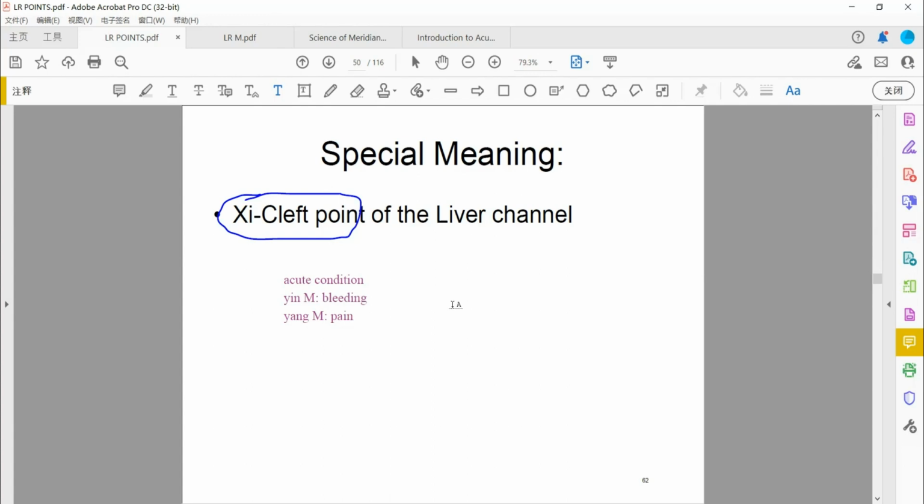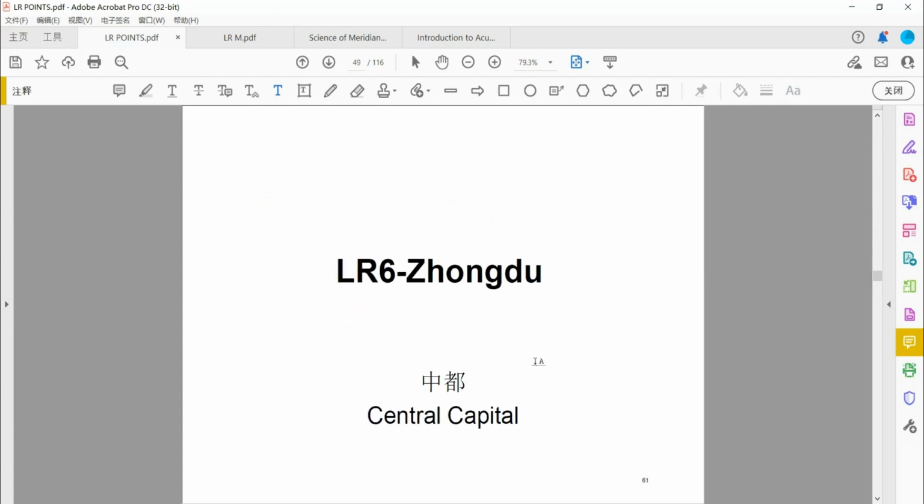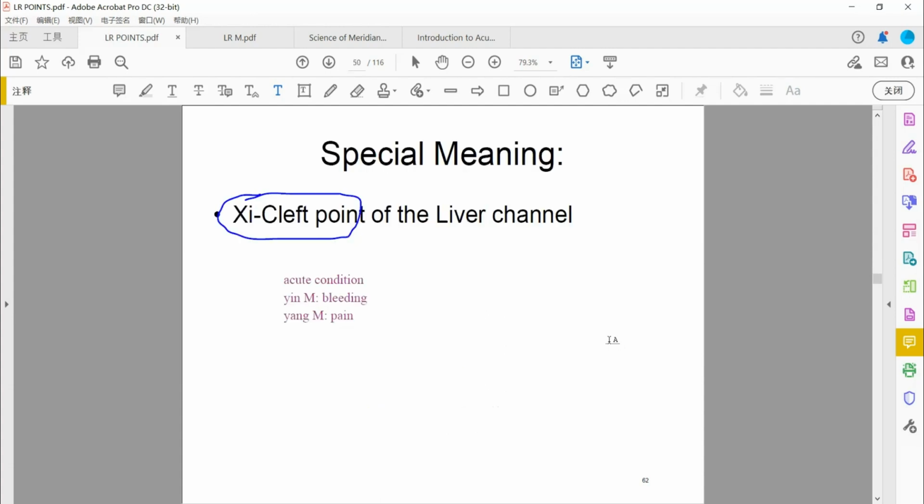So this one, and there are 6 Xi-cleft points on the yin meridian. Probably it will be good for some bleeding disorders. That's a general indication or action. Some points will follow this, some points they won't. Mostly they will follow these rules. But some points we use a lot, and some points we don't use much.